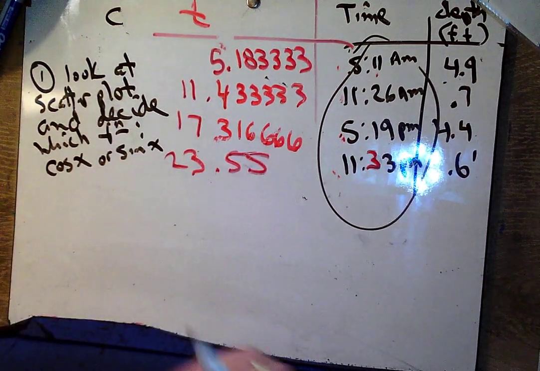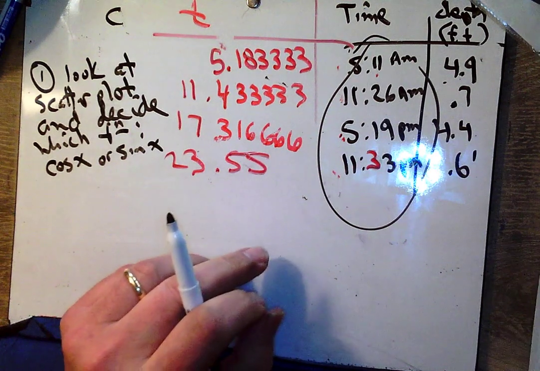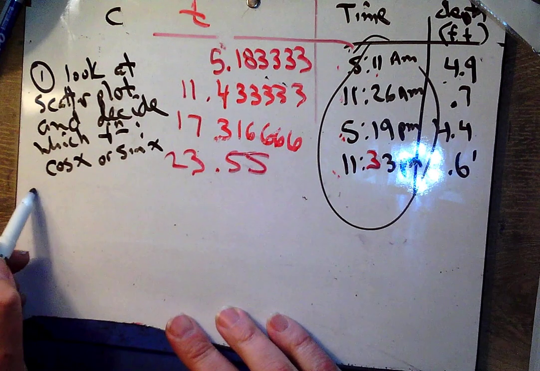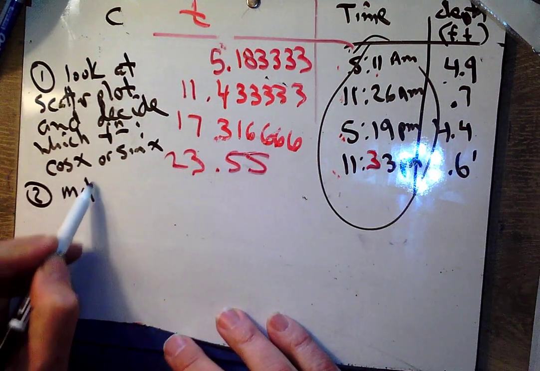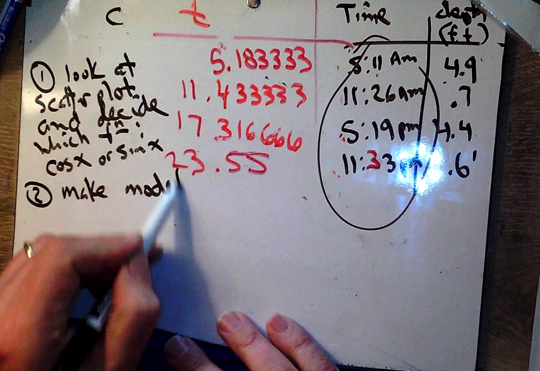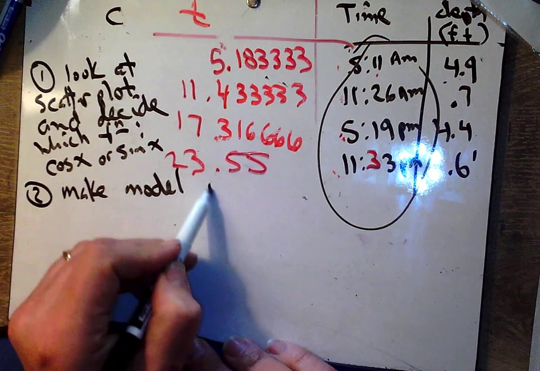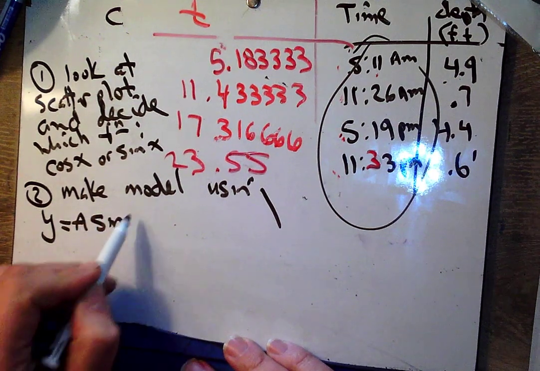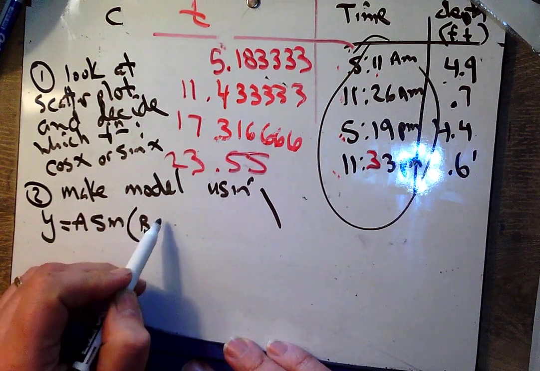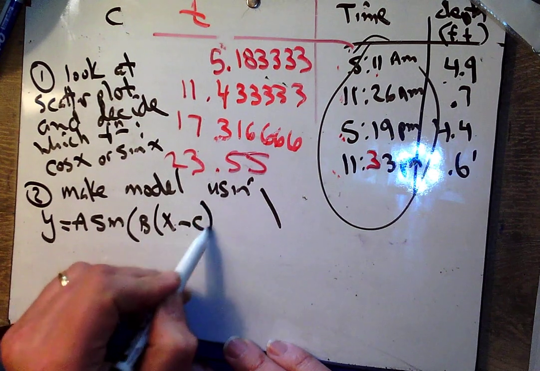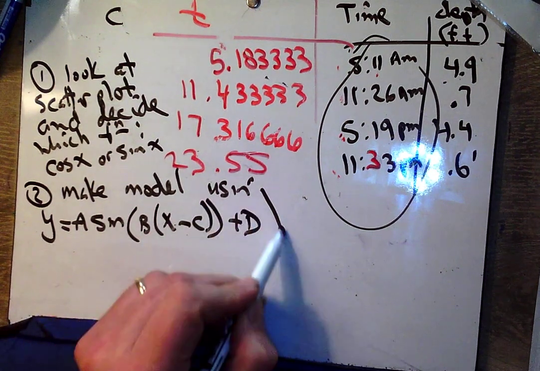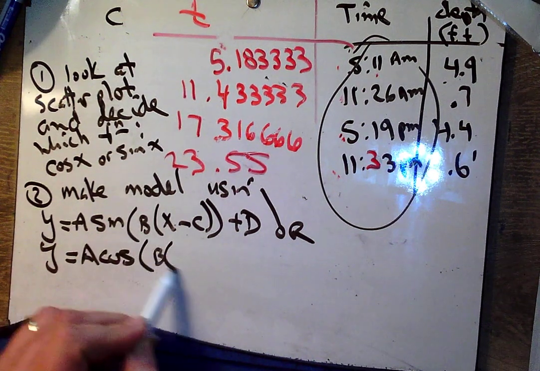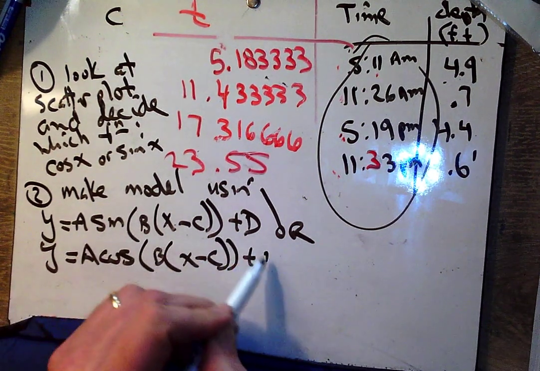Okay, so I'm going with cosine on that one. Okay, next, when we go to make these models, using y equals a sine b(x - c) + d, because we're going backwards, or y equals a cosine b(x - c) + d.